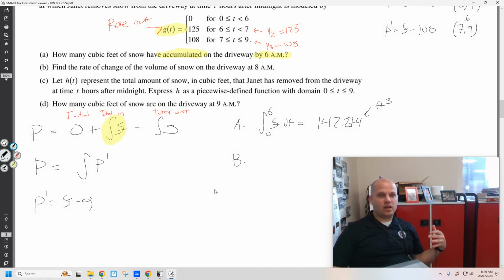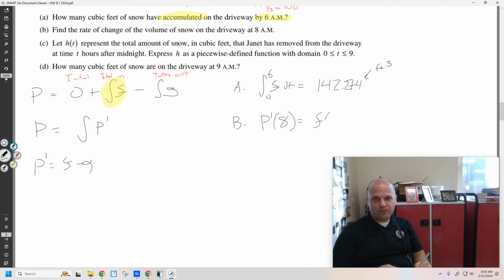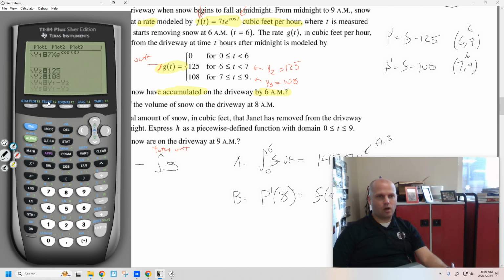Part B, find the rate of change of the volume of the snow at 8 a.m. Okay, so I want to figure out how P is changing at 8. I want to find P prime at 8. Well, remember, we need F minus 108 at 8. So I need F of 8 minus 108. Now watch the different ways you could find this. You could go and look at the graph of Y1 minus Y3 from 7 to 9.